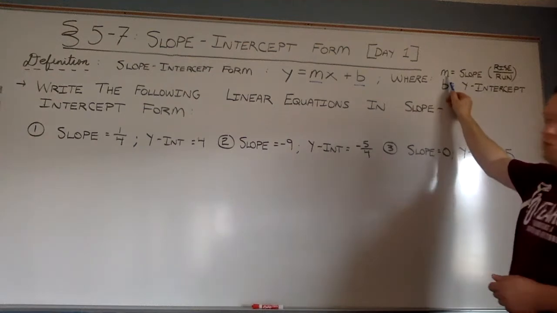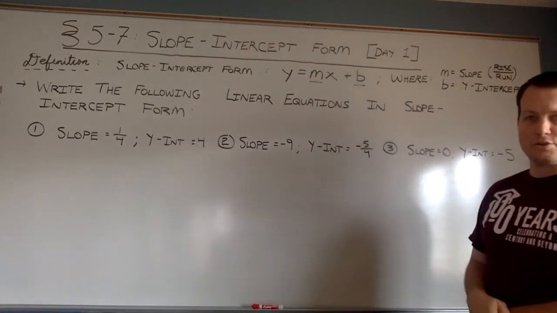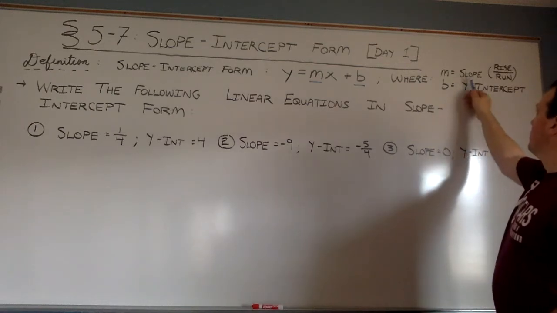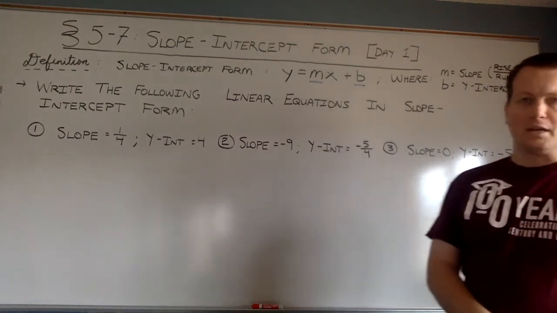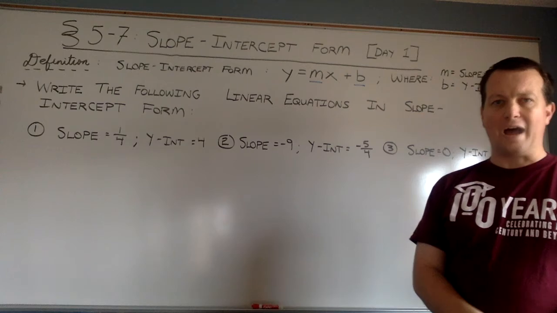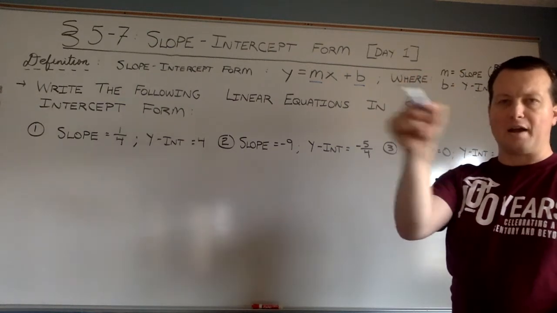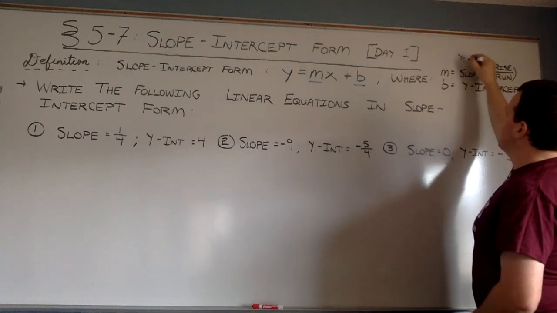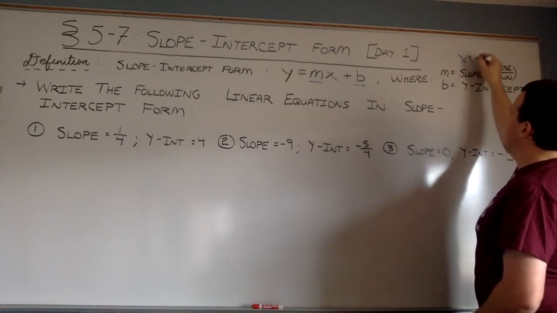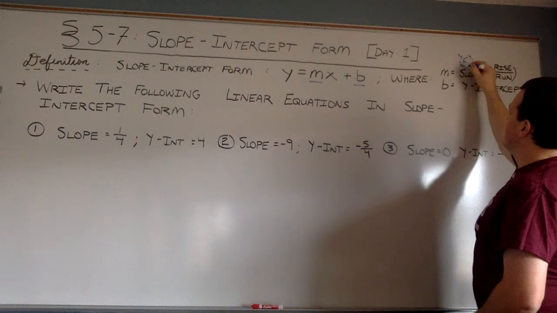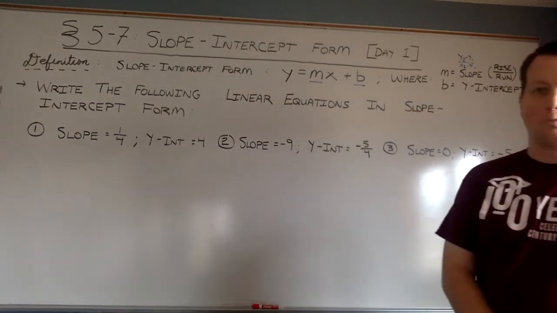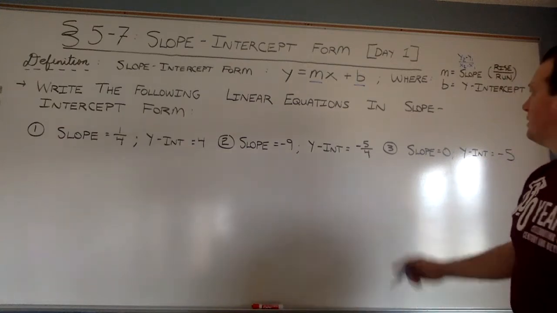So m, we should know from the earlier sections in chapter 5, m is the slope of a line. Remember, we find the slope by taking any 2 points and then counting just the rise, how many points up and down, divided by the run. The other way we can find the slope, remember, is our slope formula, y2 minus y1 over x2 minus x1. So those are ways we can find the slope of a line if we are not given it.